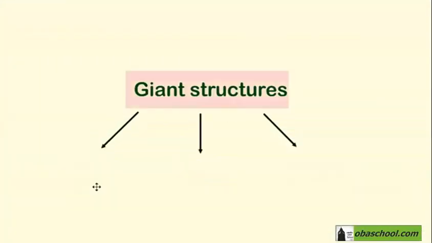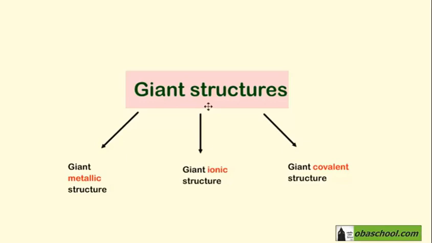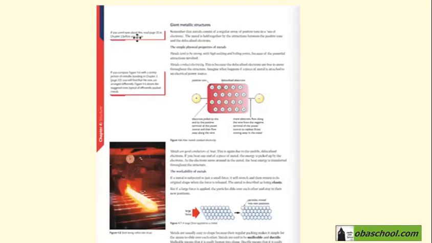Giant structures are three kinds. All of them are giant, which means very big structure. We have the giant metallic structure, giant ionic structure, and giant covalent structure. In this tutorial, we are going to explore giant metallic structure, page 24 in your book. We will learn what are giant metallic structures and what are their physical properties.